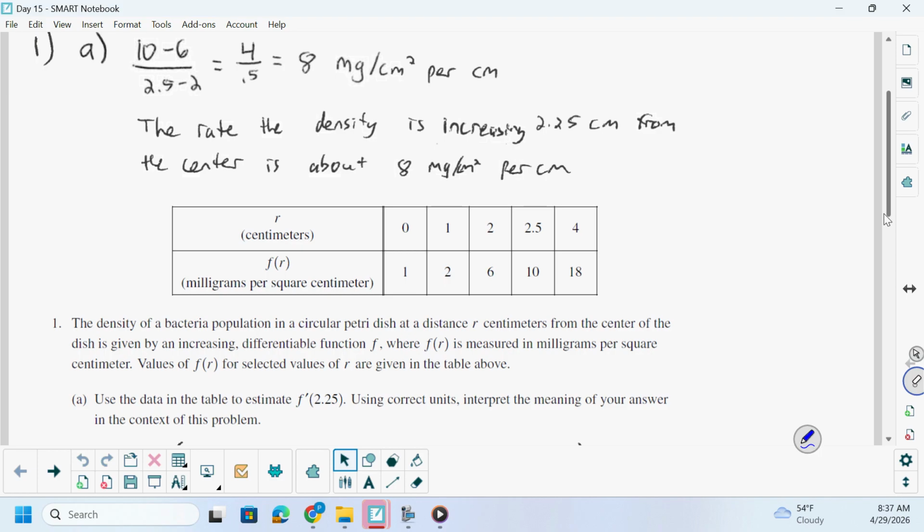The f of r was milligrams per square centimeter. Because we divided by another independent variable, it's going to be per an additional centimeter. So milligrams per centimeter squared per centimeter. And what this is telling us is it's just the rate of change of our density. So it's the rate of change of the density at 2.25 centimeters from wherever our center is.